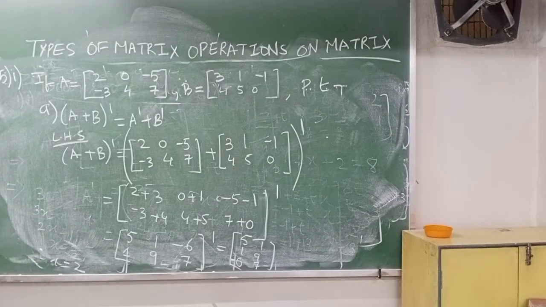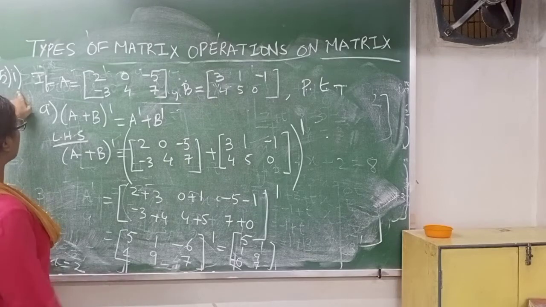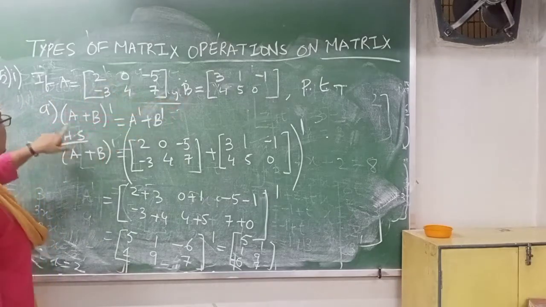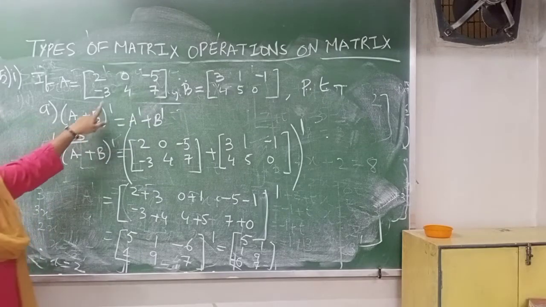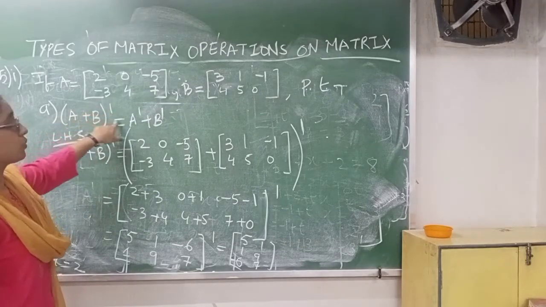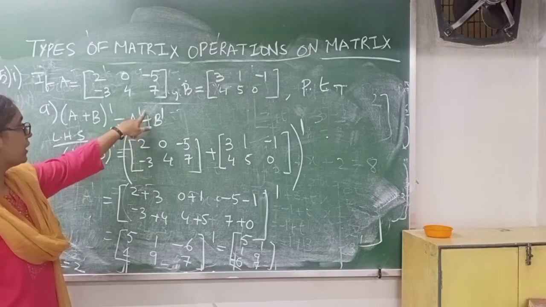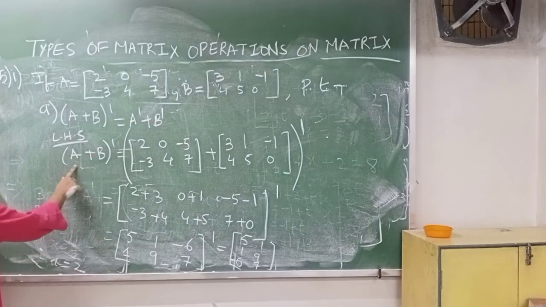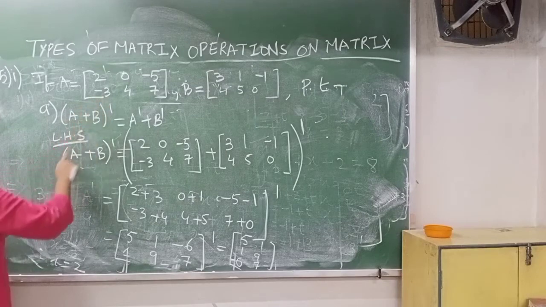Now Class 12, very short answer 5.1. If A equals this and B equals this, prove that (A plus B) transpose equals A transpose plus B transpose. First I am doing LHS. In LHS, what is given? (A plus B) transpose, full transpose.